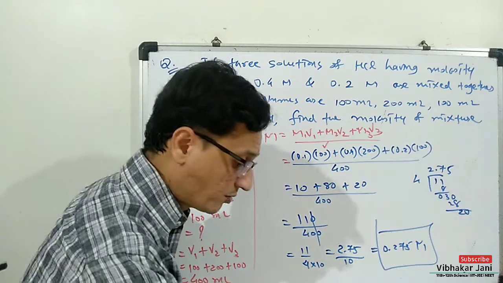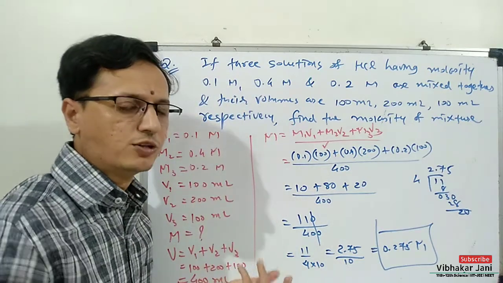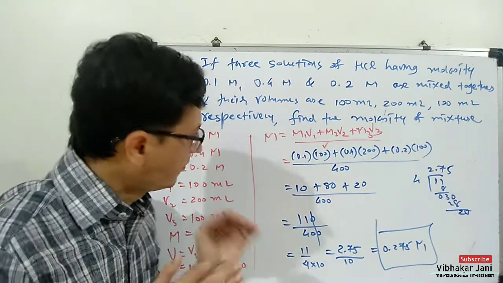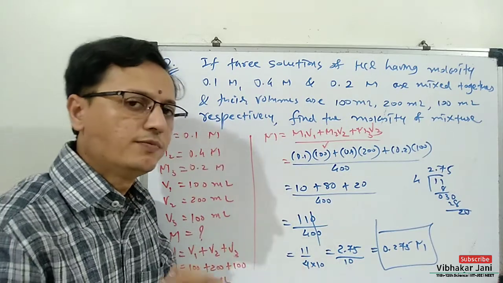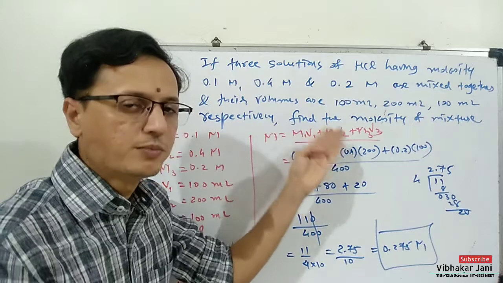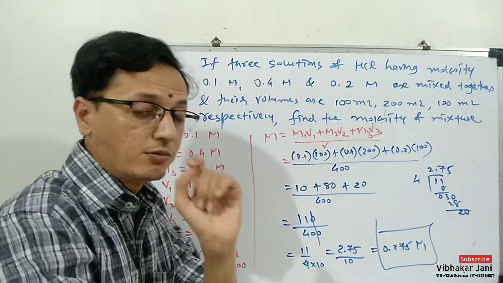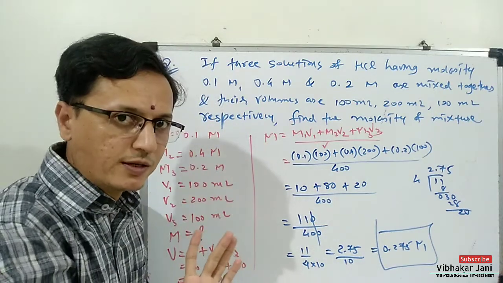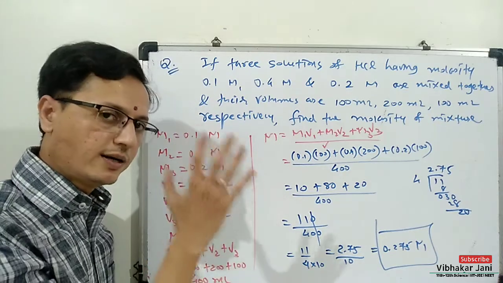So these kind of questions can be asked. Here 3 solutions are mixed. So it doesn't matter whether 2 or 3 solutions are mixed together. Formula will be same. All you have to do is, if you are given 3 solutions, then formula will have M1V1 plus M2V2 plus M3V3 divided by V. Now there is one more modification in this formula. I will show you it later. First of all, just pause this video and write down this question.